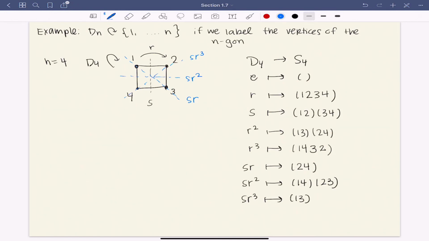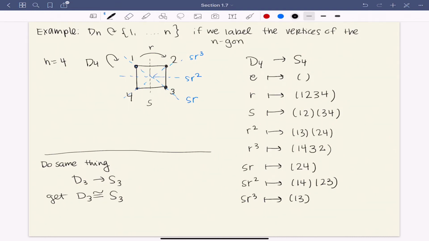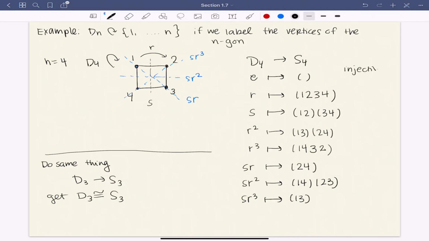And so we can see how the rotation rotates the axis of symmetry of the reflection. If you do the same thing, which I won't because it's getting a little long, but for D3 to S3, you would get that D3 is isomorphic to S3. Here, I don't get that D4 is isomorphic to S4. I get an injection. This map is injective because all of the different elements of D4 are different elements of S4.